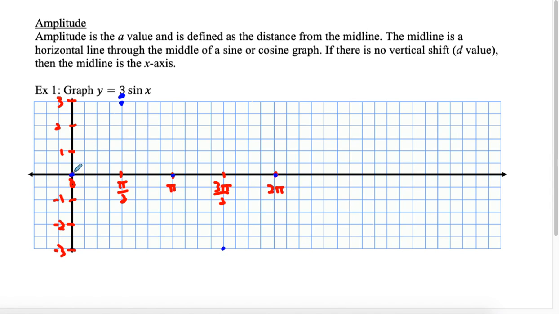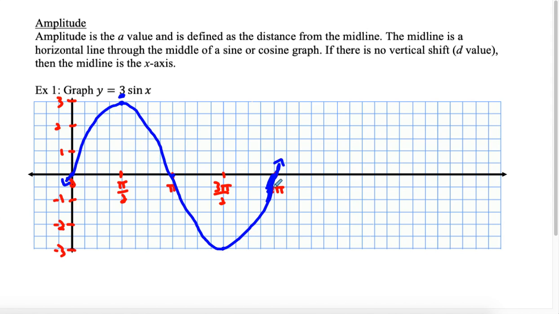So my graph should look something like this. Okay, now we are only graphing one period, but to denote that this is going to continue on forever, let's put some arrows on the ends there. Okay, so here is one period of sine.